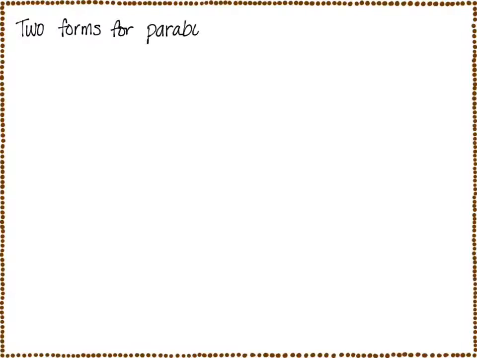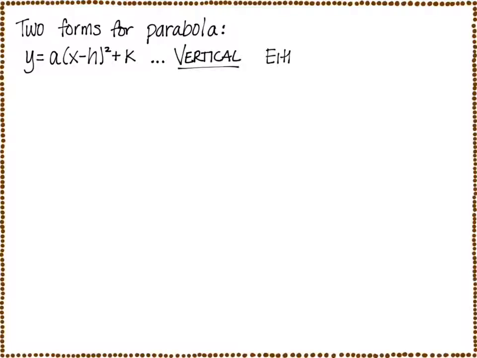There's two forms of equations for parabolas. One of them starts with y equals, and this is going to give us a vertical parabola. It's either going to be upward in the positive or it's going to be downward. So it's going to either have an upward curve or a downward curve, and it depends on whether it's going to be a positive a or a negative a.